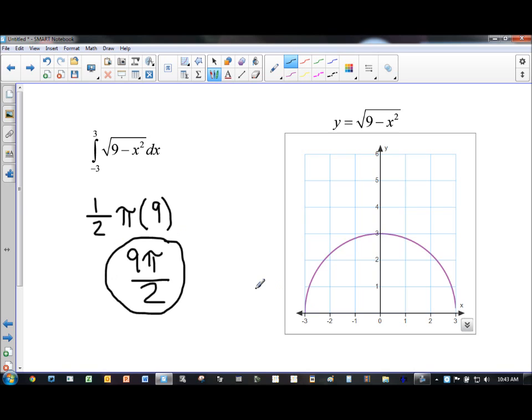Okay, so that is just a short little mini lesson on some new notation, definite integral notation, and how to use it when you can actually find the exact area underneath a curve.